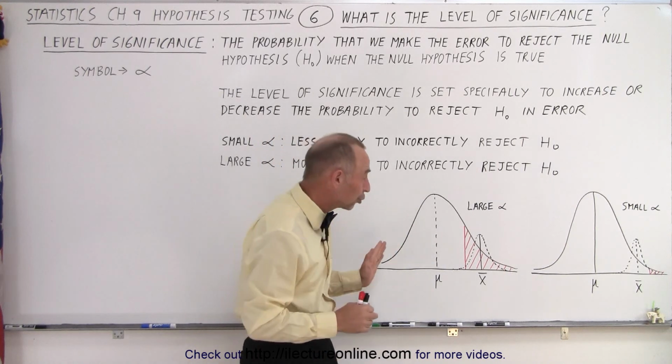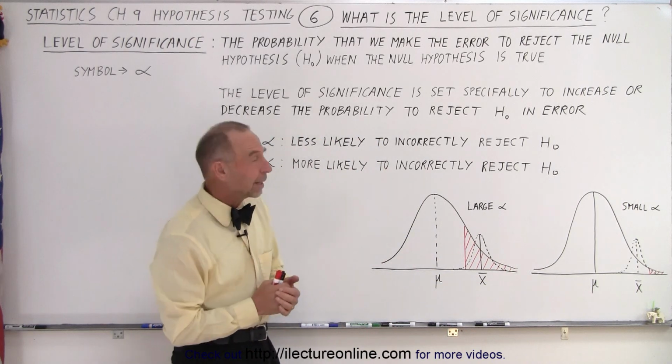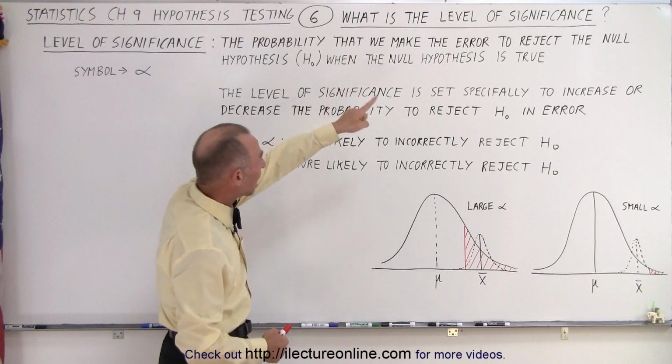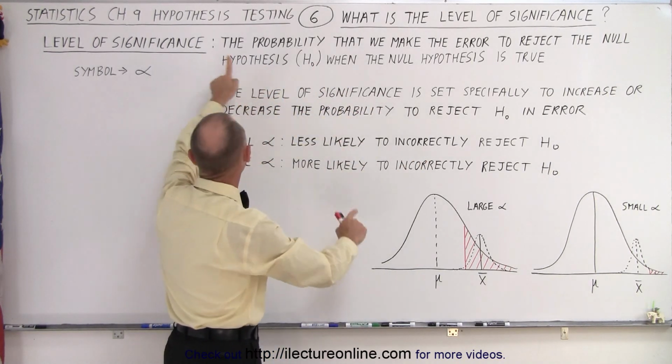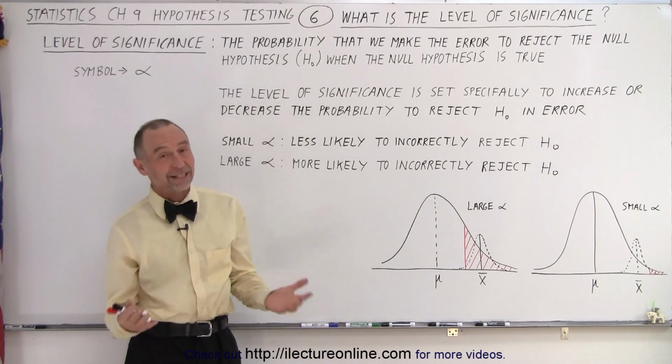We want to see how sure we are that we can reject the null hypothesis. We don't want to make that mistake. So again, go back to the definition. The probability that we make the error to reject the null hypothesis when the null hypothesis is true is what we call the level of significance. Hopefully that clears it up for you.